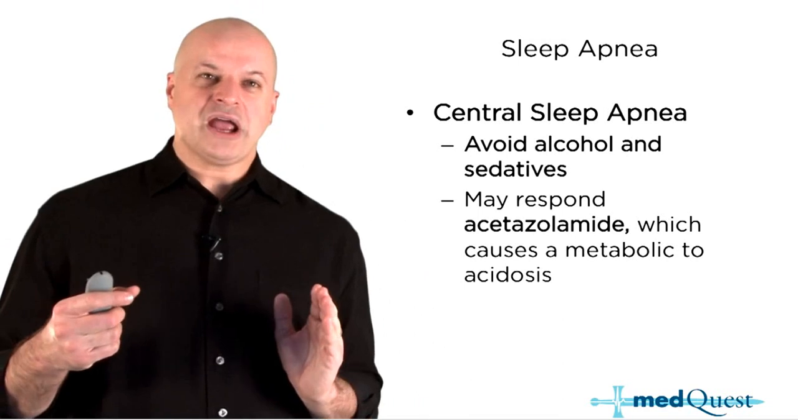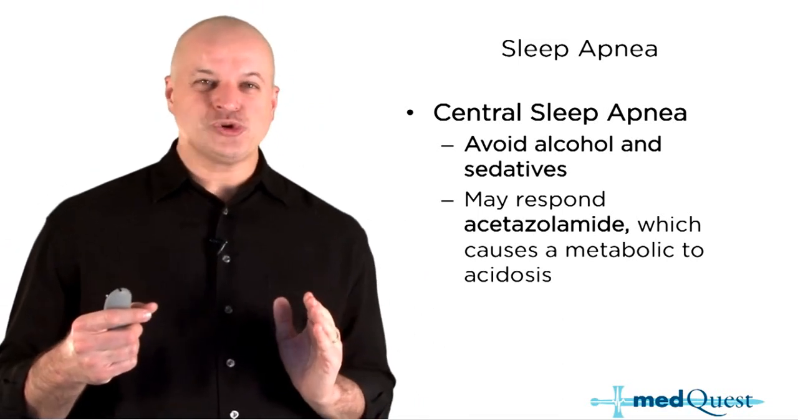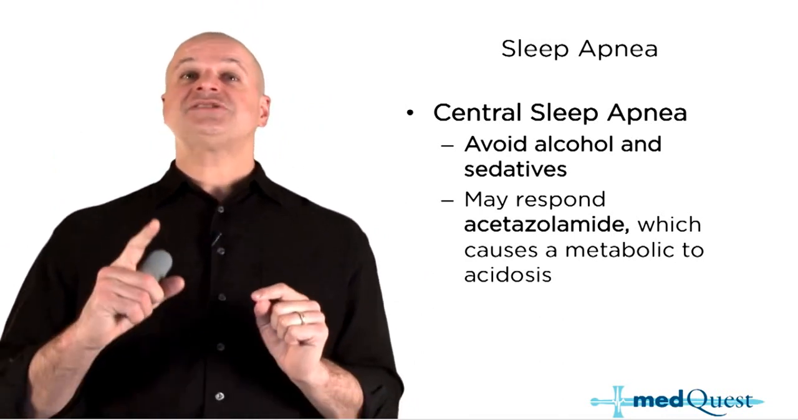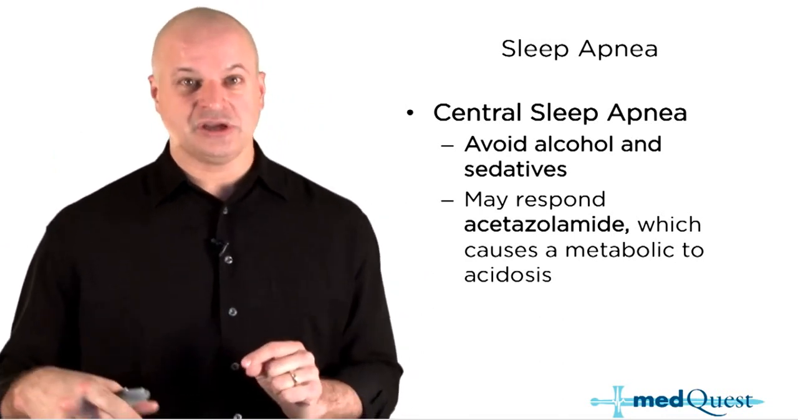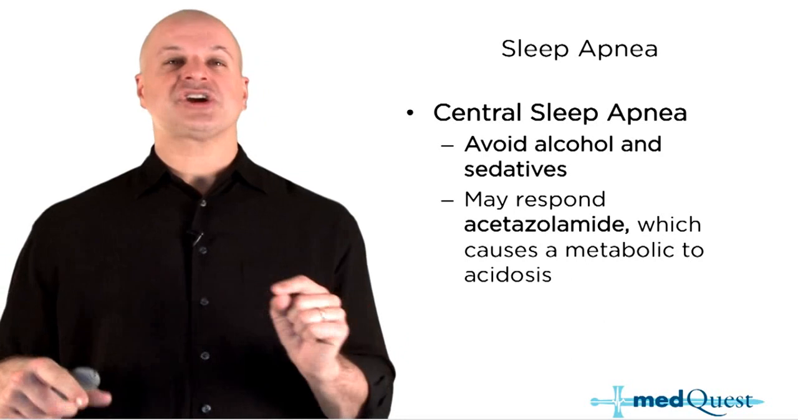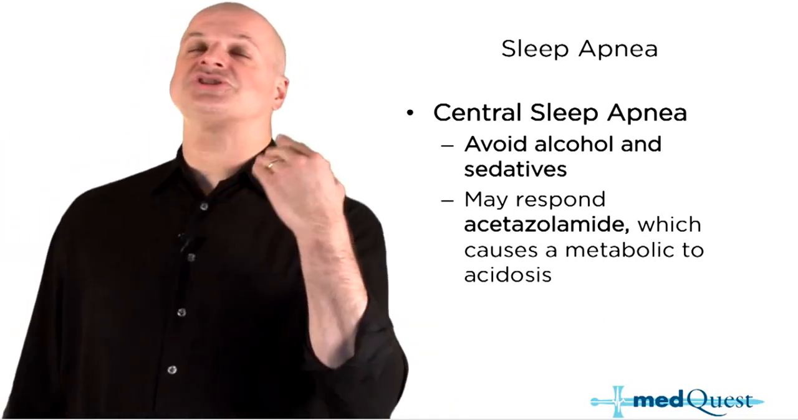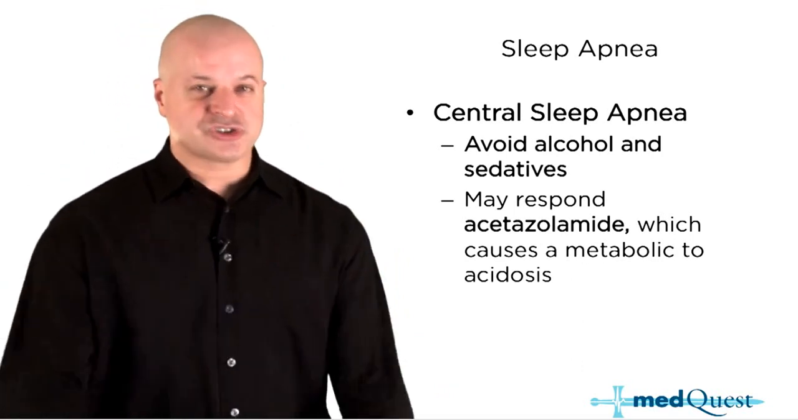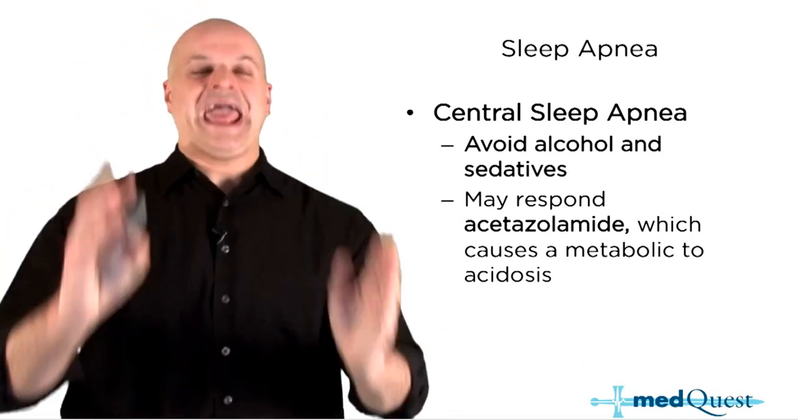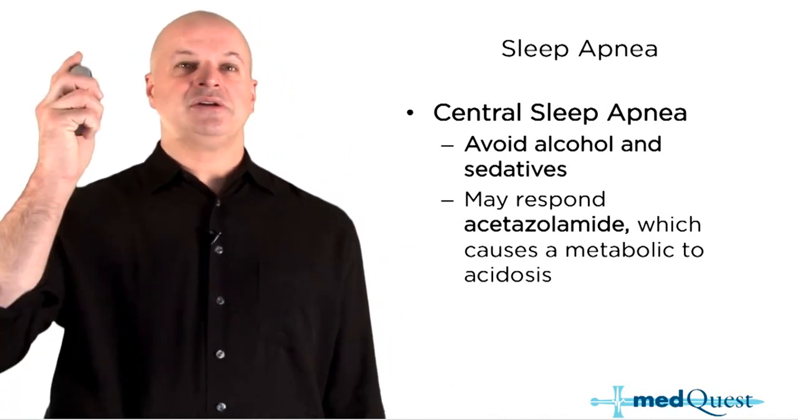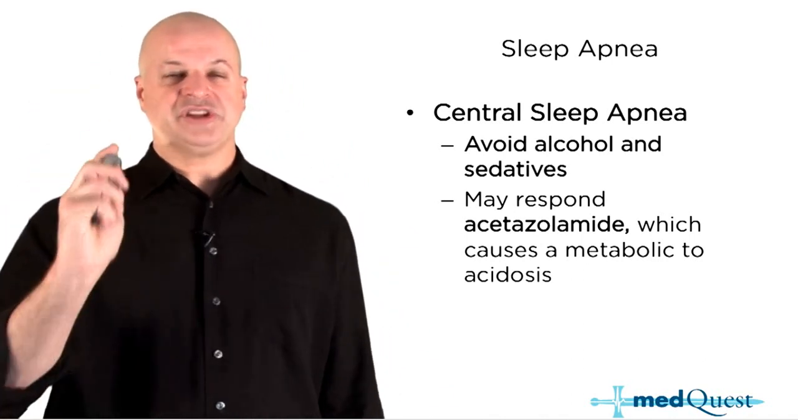So therefore, the metabolic acidosis helps drive respiration. Acetazolamide blocks carbonic anhydrase. If you block carbonic anhydrase, you excrete bicarb in the urine. If you excrete bicarb in the urine, you have more acid in the blood, which helps drive your central respiratory stimulation in the brainstem.